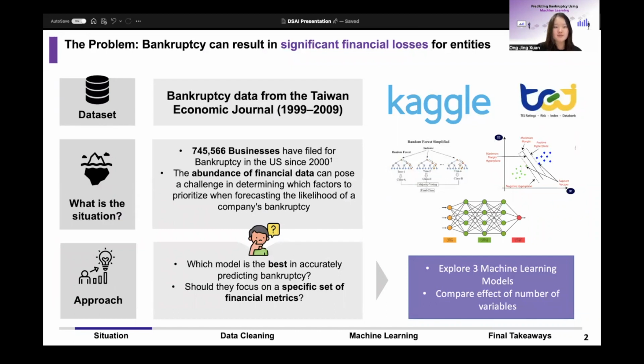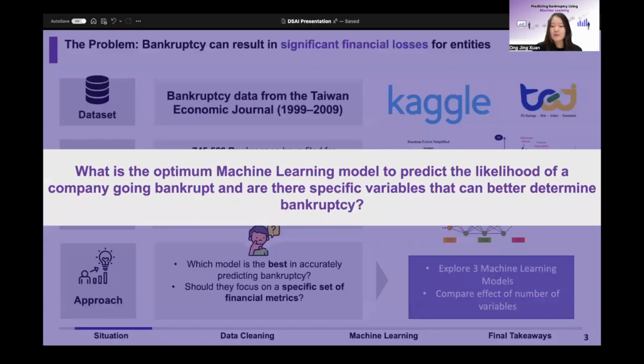of a company's bankruptcy. Upon finding a suitable bankruptcy dataset, we thus decided to investigate the performance of machine learning models and the effects of various variables in predicting bankruptcy. With this approach, we aim to answer our overarching problem of what is the optimum machine learning model to predict the likelihood of a company going bankrupt, and are there specific variables that can better determine bankruptcy?